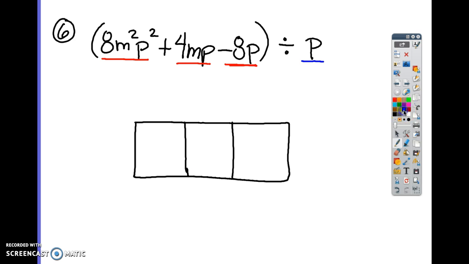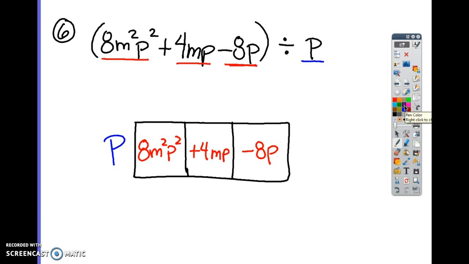And you're going to put the p on the outside. And all of this on the inside. So you can put 8m squared p squared plus 4mp minus 8p. And hopefully you did this problem by yourself already. You paused it, and all you're doing is checking it. And if you're not, then you need to pause it right now and start working it out.